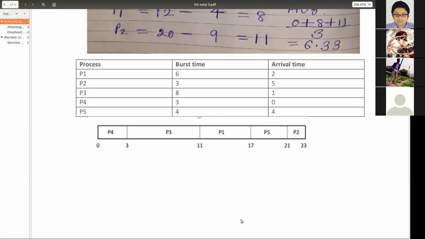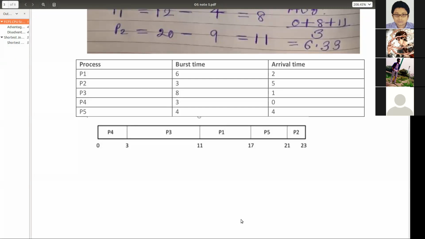So P4 has started at time 0, and its burst time is 3, so it will run up to 3. So 0 to 3, process P4. Then P3's burst time is 8. So 3 + 8, it will be 11. Now why have I chosen P3? Because after P4, we look, process P3 has arrived, because arrival time of process P4 is 0, P3 is 1.